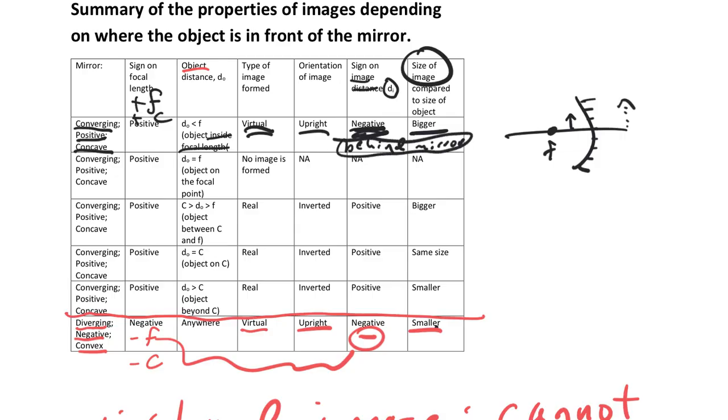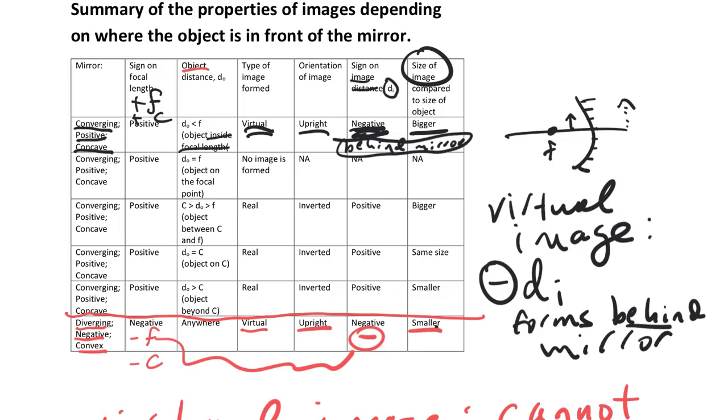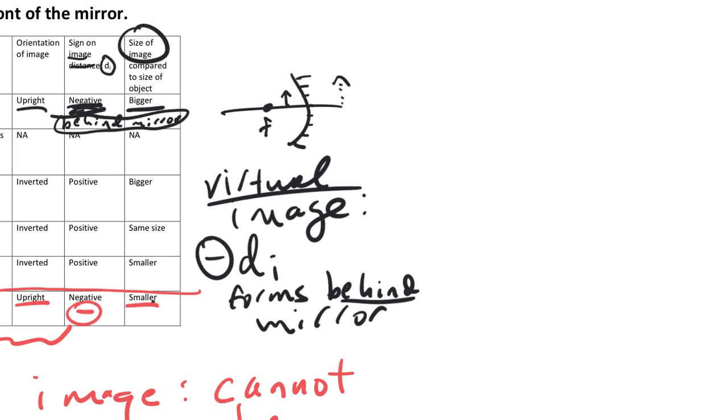So we can assume that for virtual image, in any case, when you have a virtual image, DI, the distance behind the mirror, the distance will be negative when you're doing equations with DI. Okay, and since we're talking about mirrors, it forms behind the mirror if it's virtual. If it's real, it's a positive DI, and it forms in front of the mirror and can be caught.